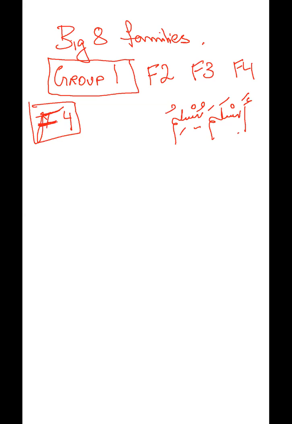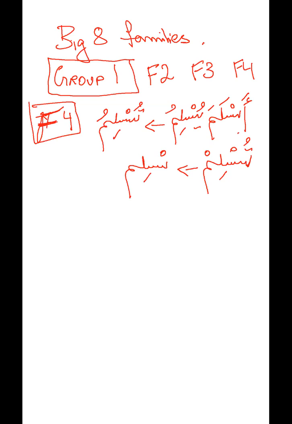So what do we need to do first? Make it the anta version: tuslimu. Then what do we do? Take the lightest, so it will become tuslim. Now what do we do? Remove the ta. Can we read this? No.